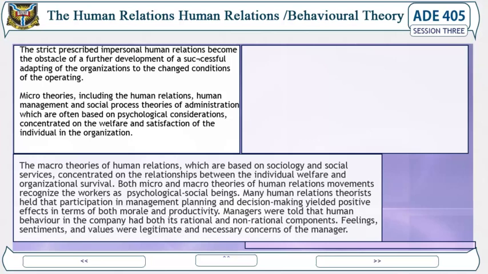The macro-theories of human relations, which are based on sociology and social services, concentrated on the relationships between individual welfare and organizational survival. Both micro and macro theories of the human relations movement recognize the workers as psychological social beings. Many human relations theorists held that participation in management planning and decision-making yielded positive effects in terms of both morale and productivity. Managers were told that human behavior in the company had both its rational and non-rational components. Feelings, sentiments, and values were legitimate and necessary concerns of the manager.